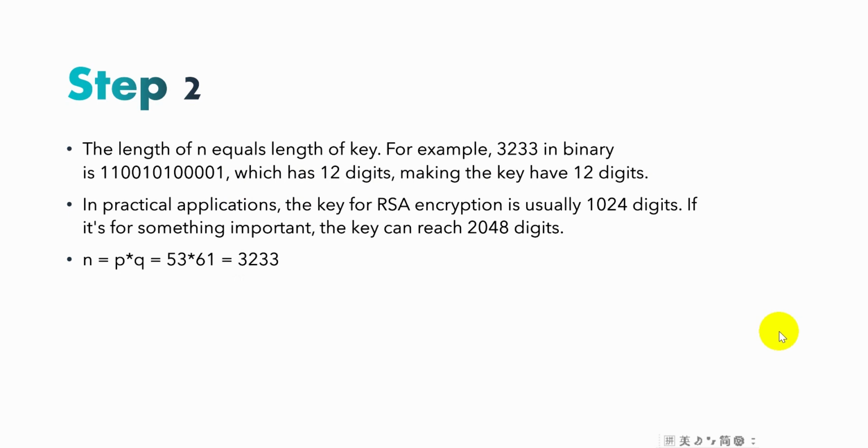But in practical applications, the key for RSA encryption is usually 1024 digits in binary. If it's for something important, the key can reach 2048 digits.